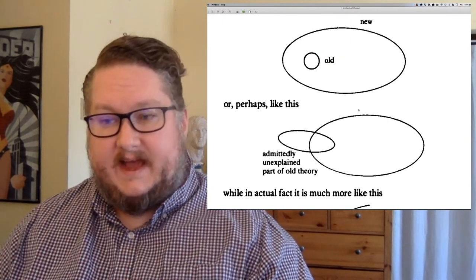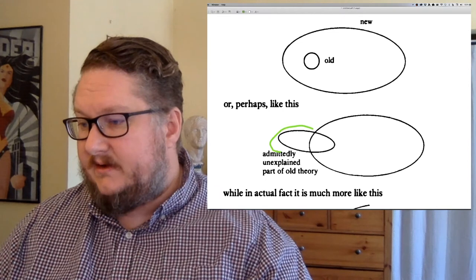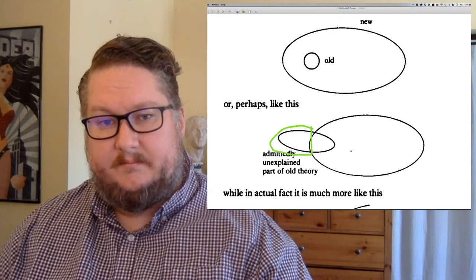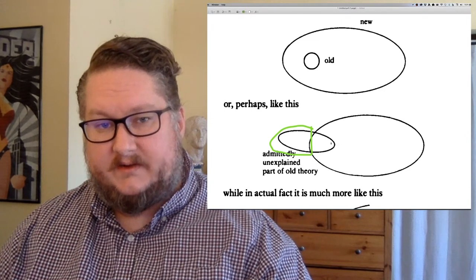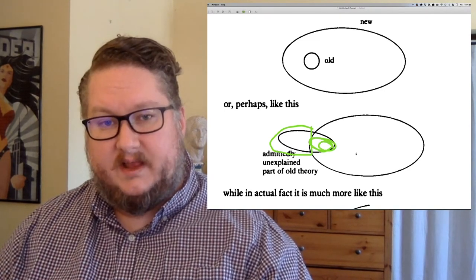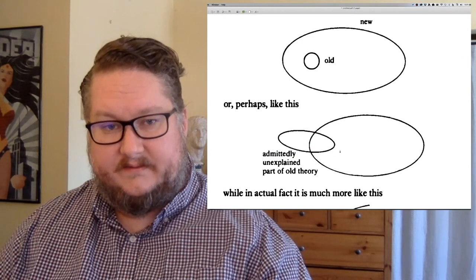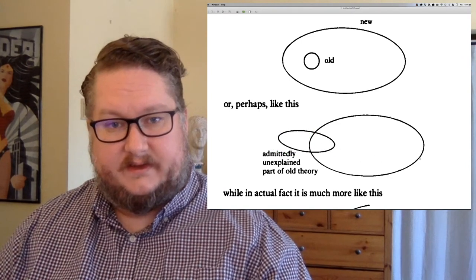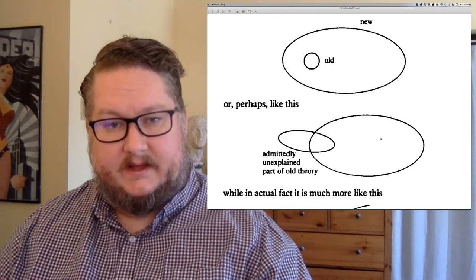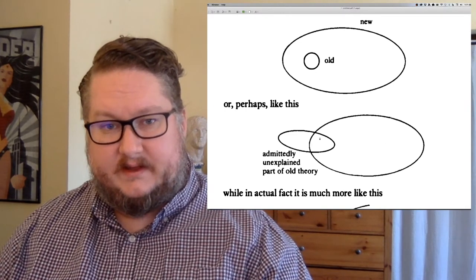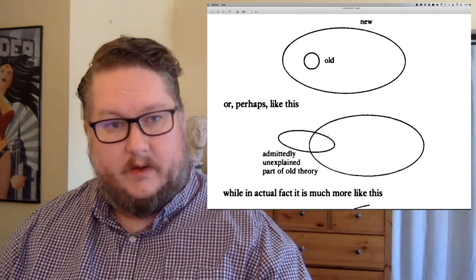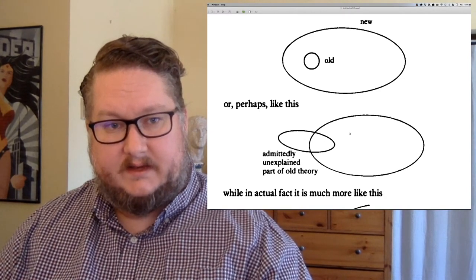Another version of that is one where we admit there were some things that the old theory got wrong, but still there were parts that it got right, and the parts that it got right are explained by the place of those predictions in the new theory, right? And so it's still a matter of empirical growth, right? Growth of empirical content.